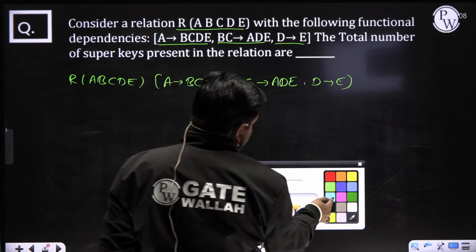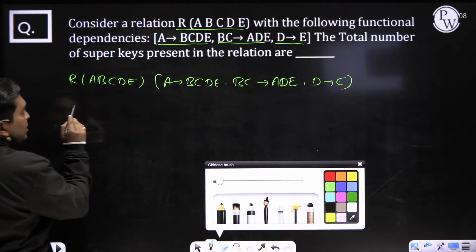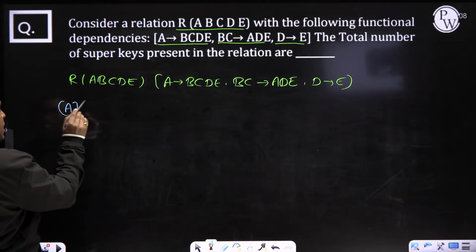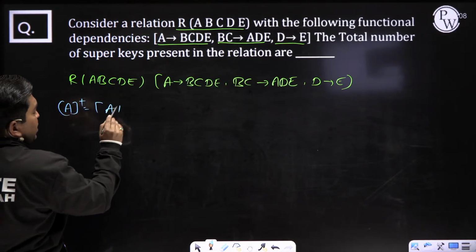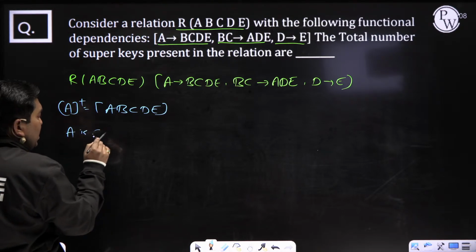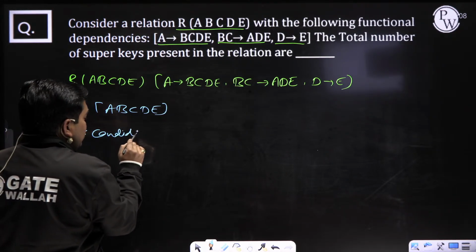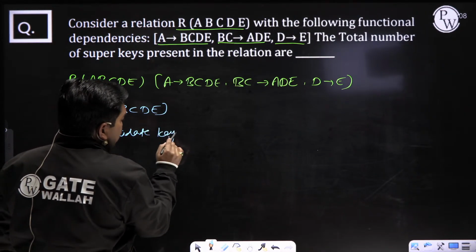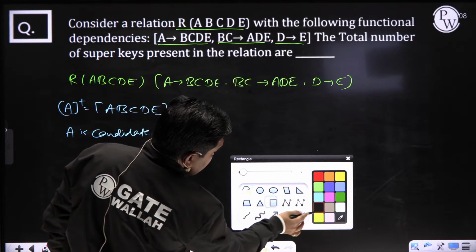First of all, we have to find the candidate key. When we take the closure of A, what do we get? A, B, C, D, E. So A is the candidate key. Directly we can say the first candidate key is A.